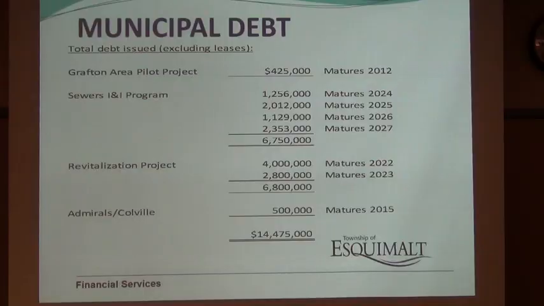So these all mature in 2024, 25, 26, and 27. And these are 15-year borrowings. It's normal when you're doing borrowings of this amount to go with either 15 or 20 years. The revitalization project, that was for the rec center, $6.8 million. And here, this short-term borrowing matures in 2015 for Colville. And the Grafton area pilot project matures this year.